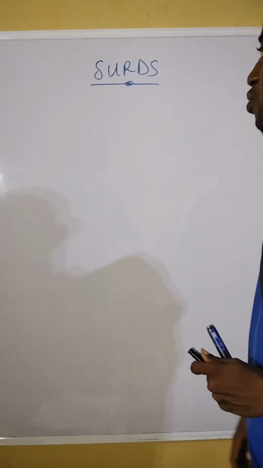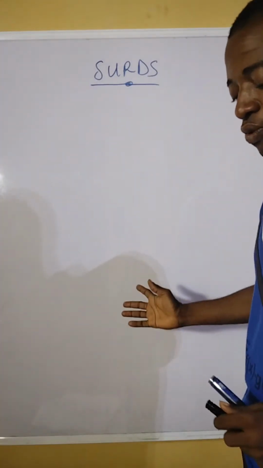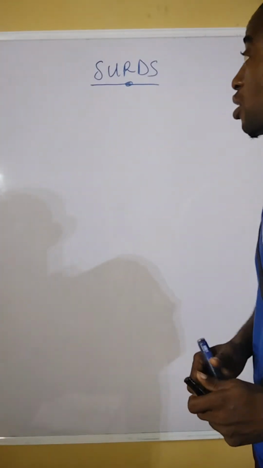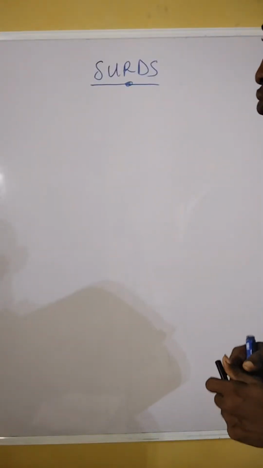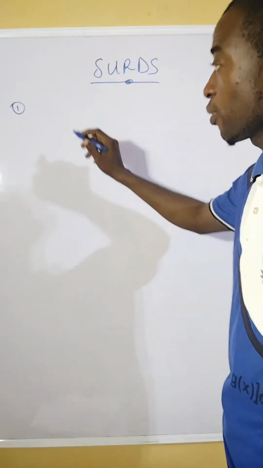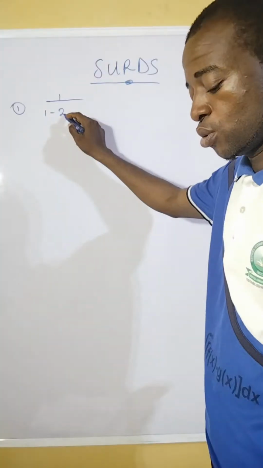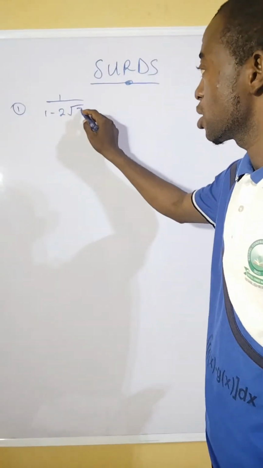In this live class, I want to look at this topic, surds, to solve some problems on surds, the rationalization of some particular data. Let's consider one question here. That is, simplify 1 over 1 minus 2 root 3.